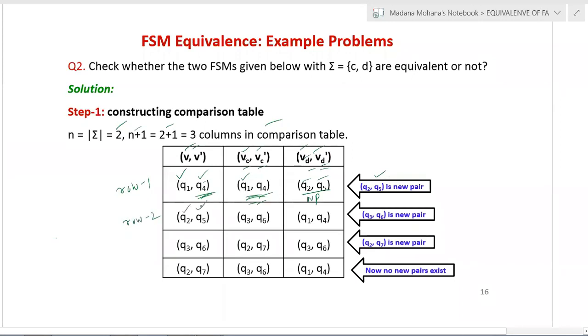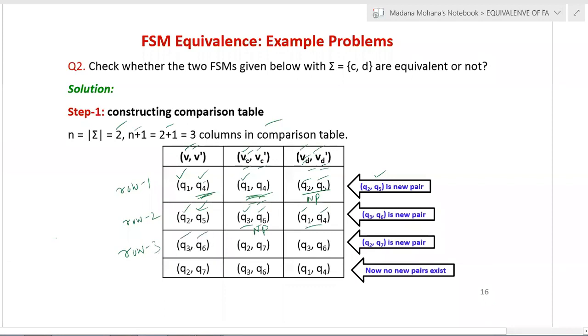So Q2, Q5. Now again Q2 on input C, you will get Q3. Then Q5 on input C, you will get Q6. Then Q2 on input D, you will get Q1. Then Q5 on input D, you will get Q4. So this Q1, Q4 already exists in column 1, so this is not a new pair. But you can see Q3, Q6 has not occurred in column 1 of row 1 or row 2. So this is a new pair that you can consider in column 1 of row 3.